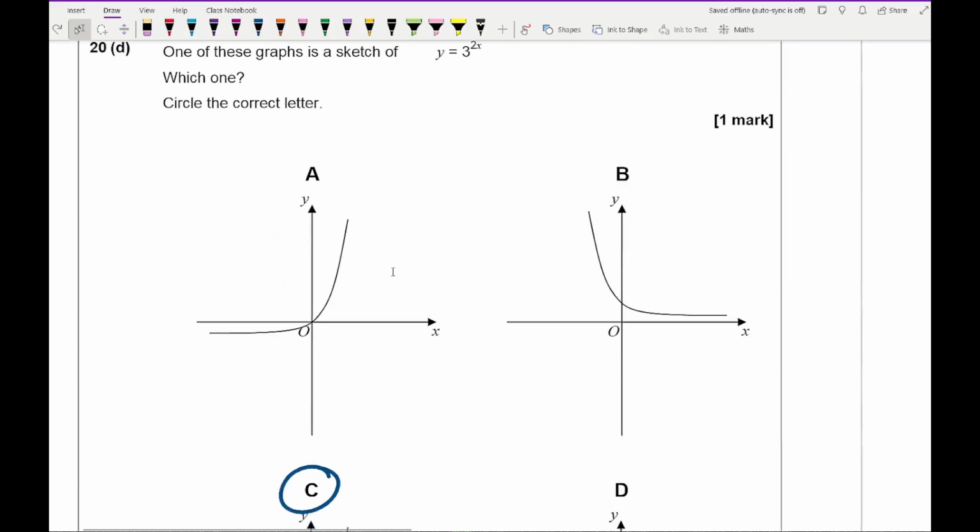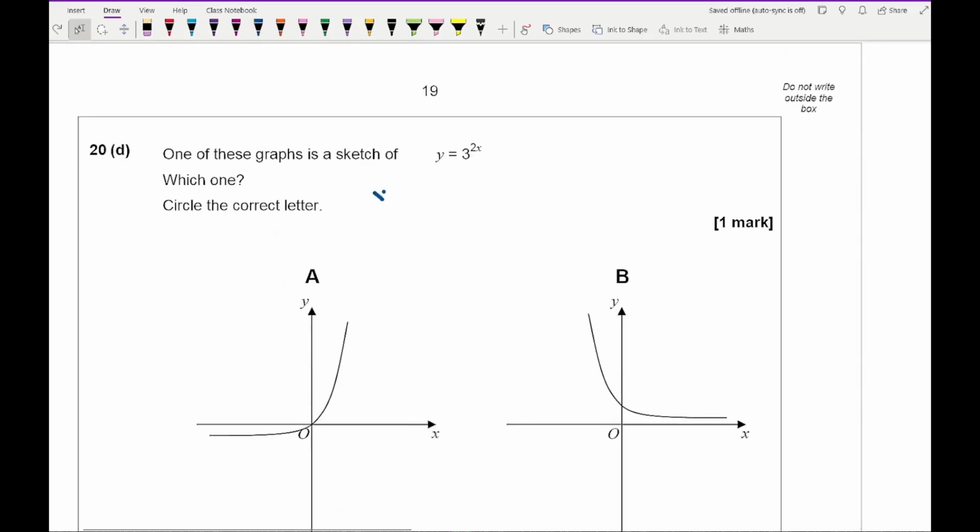Now if you're not sure about how to do this, all you then need to do is just pick some random numbers for x and y. Try and pick some negative numbers in there as well. So minus 2, minus 1, 0, 1 and 2. Some generally nice small numbers.